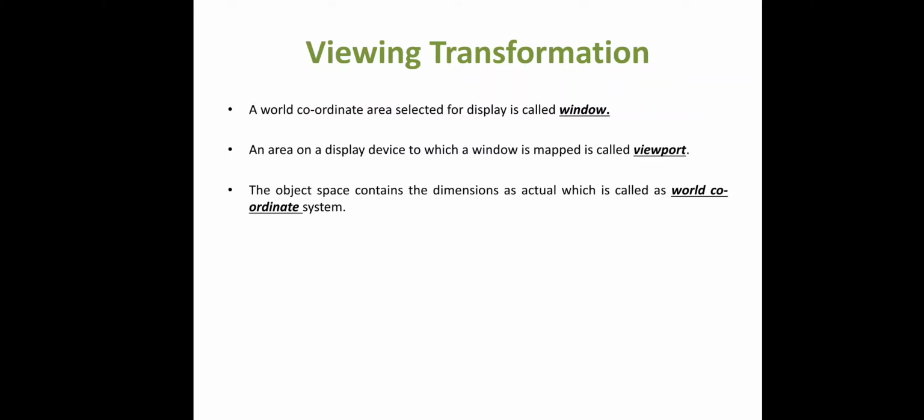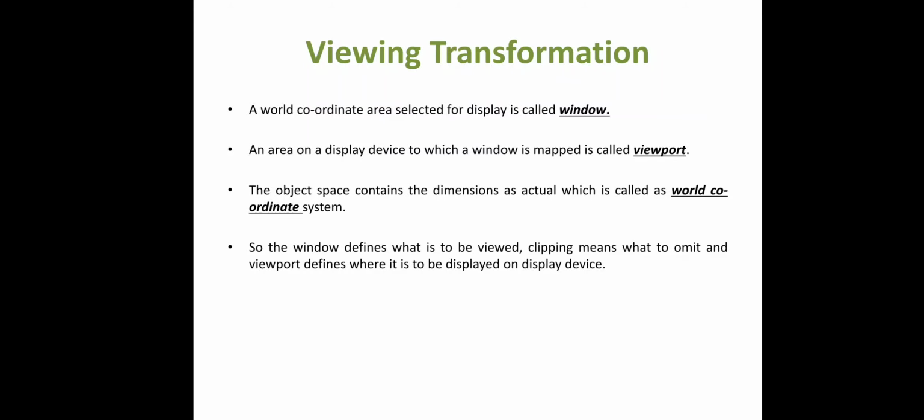So the window defines what is to be viewed. What we have to view, that is defined by the window. Clipping means what to omit, which part we have to discard. And viewport means where it is to be displayed on the screen. So what is to be viewed is the window, what is to be omitted or deleted is given by clipping, and where to display on the screen is given by the viewport. These are the simplest three things, and we are going to see them by example.